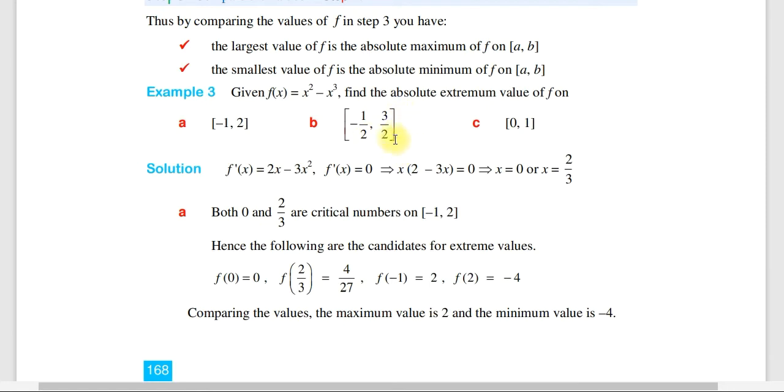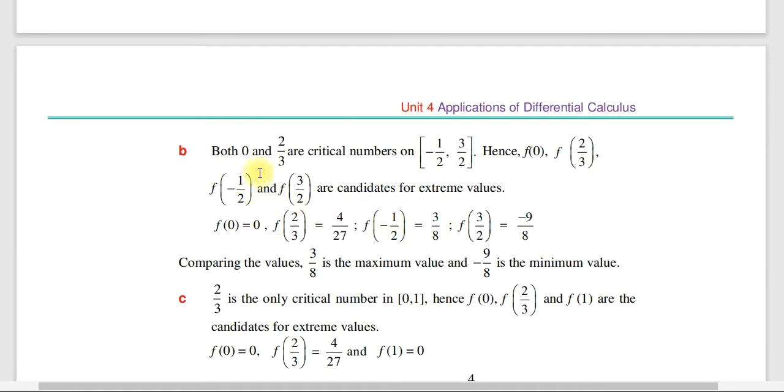For part b, first we compute f prime at x and get 0 and 2 over 3. Then we substitute 0 and 2 over 3, as well as minus 1 over 2 and 3 over 2, and get values. Substituting 0 gives 0, 2 over 3 gives 4 over 27, minus 1 over 2 gives 3 over 8, and 3 over 2 gives minus 9 over 8. So we compare all these values. Therefore, 3 over 8 is the maximum value and minus 9 over 8 is the minimum value.